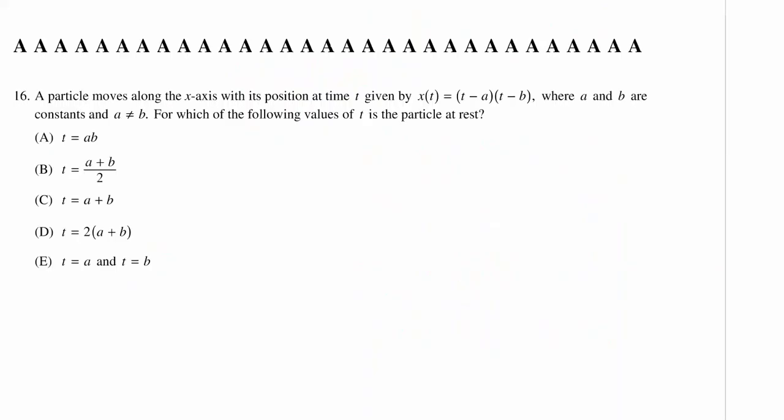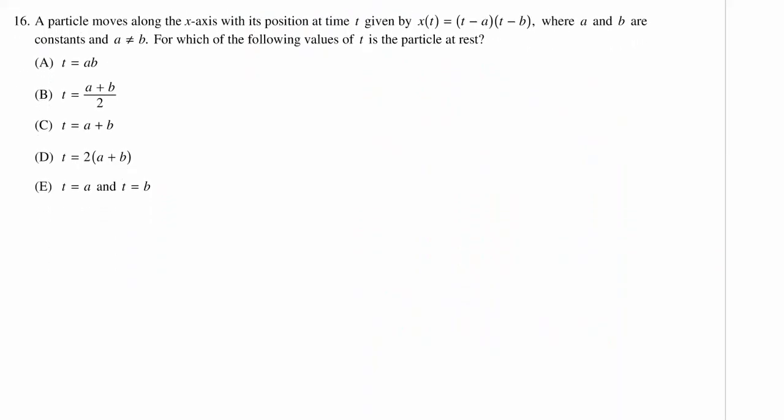All right. Looking at 16. We've got someone walking with a position. We know their position. Where are they at rest? Where is their velocity equal 0? So I've got to derive the position. The derivative, change with respect to t.